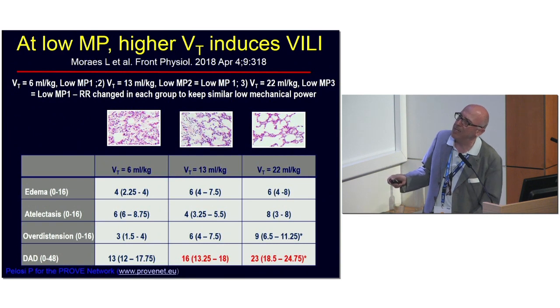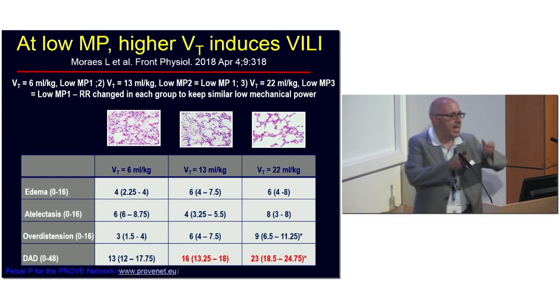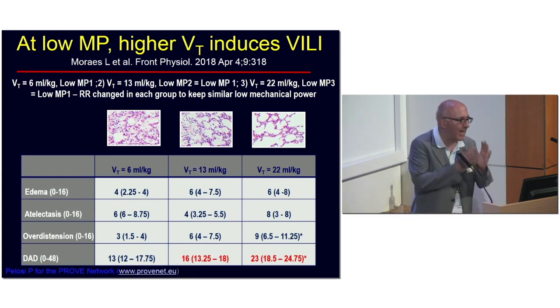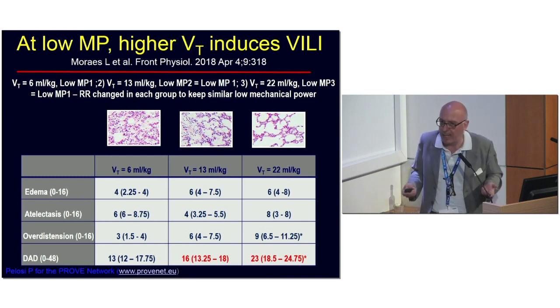And this is a study in animals where we delivered the minimal power, so at low tidal volume and lower respiratory rate as possible. Then at this minimal mechanical power, we increase the tidal volume. So the concept is, if the theory is that only mechanical power per se is associated with lung injury, we should expect the same lung injury for the same mechanical power.